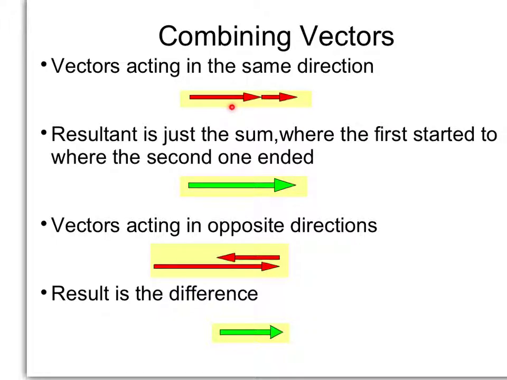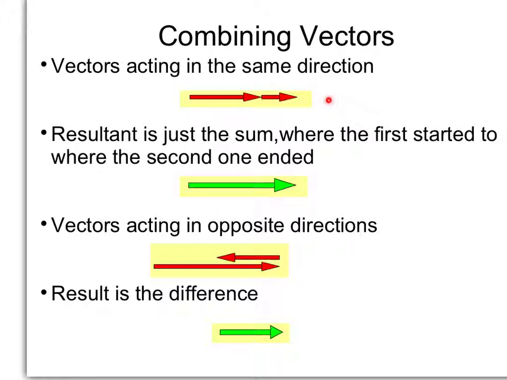Now the resultant, or the sum of the vectors, is just simply where you started to where you end up. So in other words, you start here, the tail of the first vector, you end up at the tip of the second vector. So this length from here to here represents the actual magnitude of the resultant, and that's what's shown down here in this green arrow. Now, with vectors acting in the same direction, actually you can do it arithmetically by just adding them. However, that only works when they are acting in the same direction.